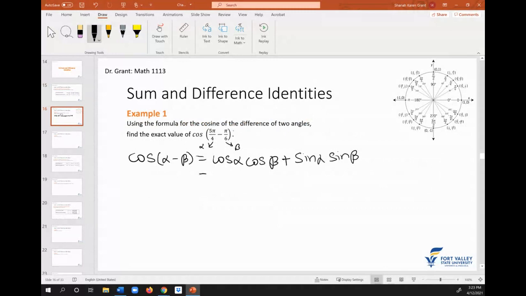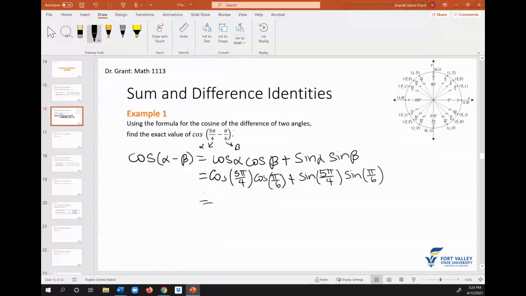So I'm just going to plug in. So this becomes cosine 5 pi over 4 times cosine pi over 6 plus sine 5 pi over 4 times sine pi over 6.